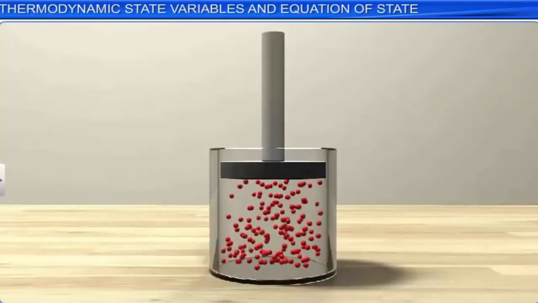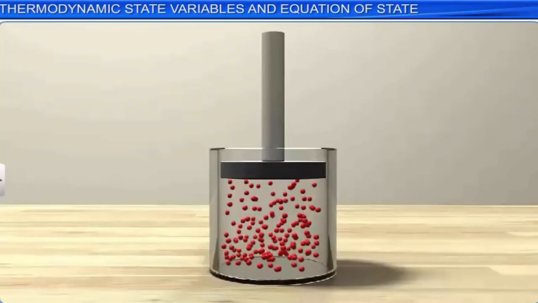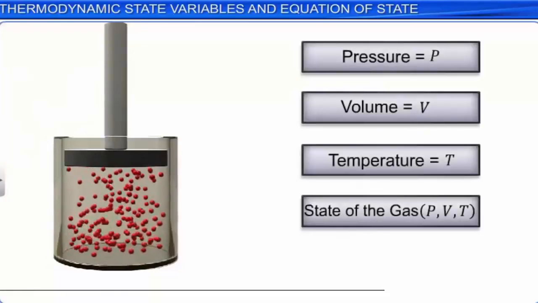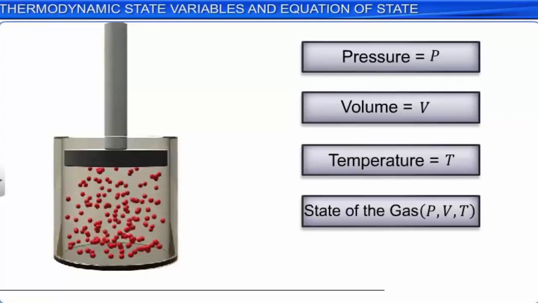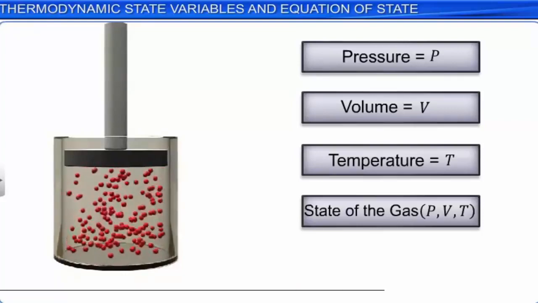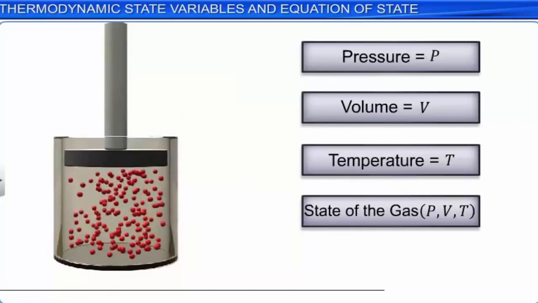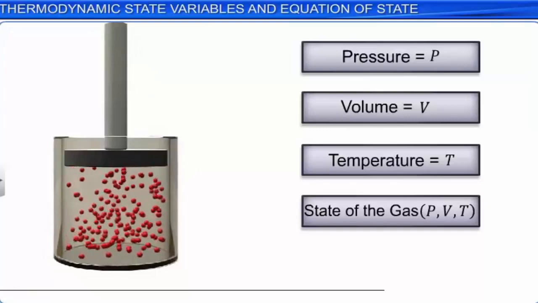Now, consider the general case of a gas in a container and let the state of the gas be represented by PVT. If the variables that describe the state PVT have uniform values throughout the system and they do not change with time, the system is said to be in equilibrium state.